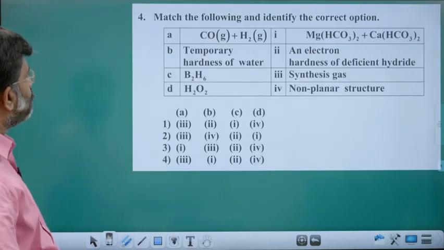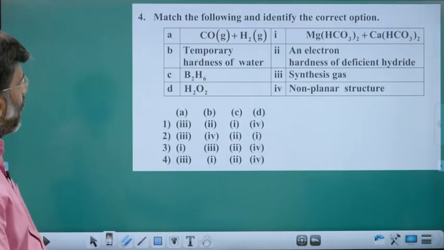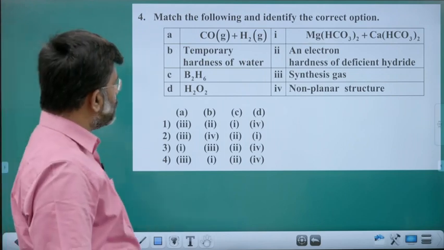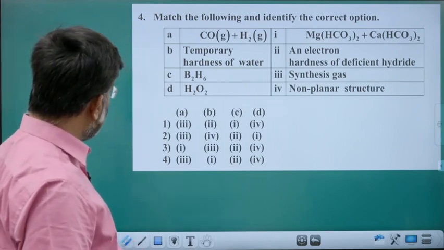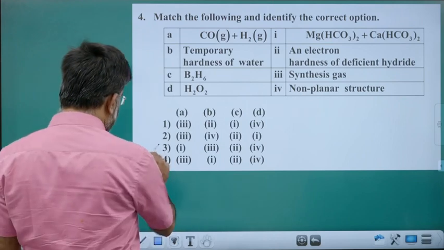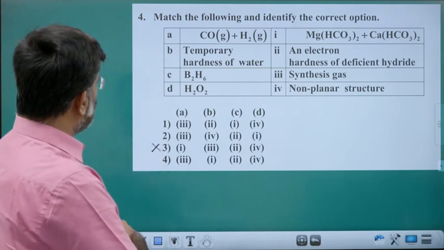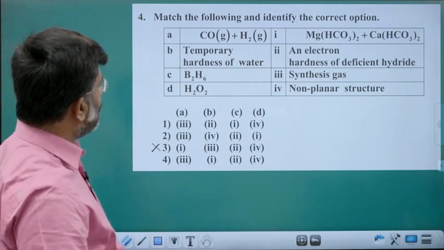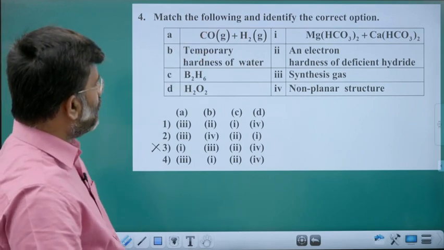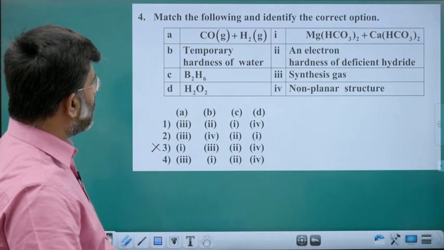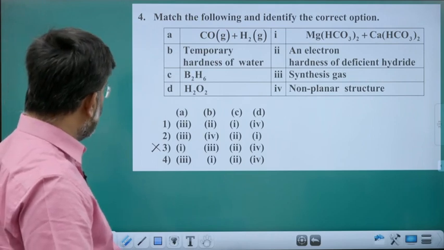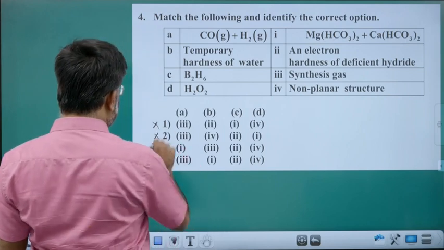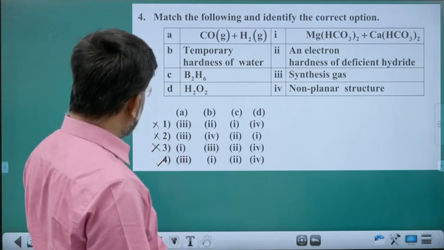Next question. Match the following. Carbon monoxide and hydrogen, that is called synthesis gas. A with 3. So the third choice is out. Temporary hardness is caused by magnesium and calcium bicarbonates. So 3 and 1 will take you to the answer. So these are out. The second choice will be the first one.